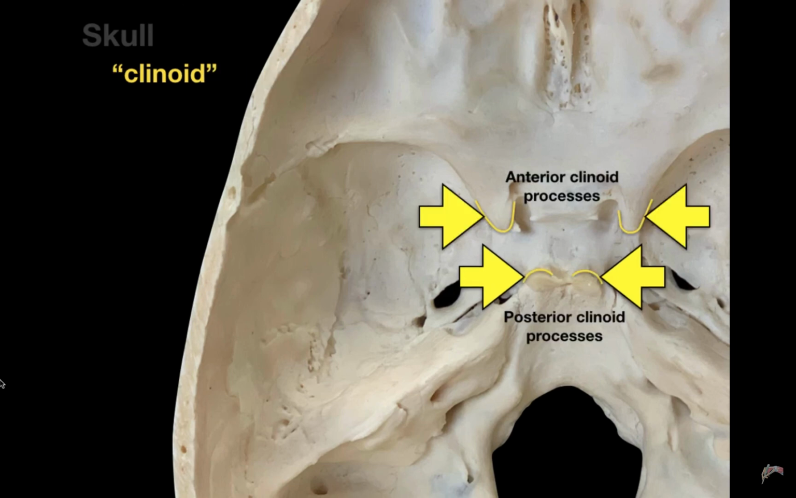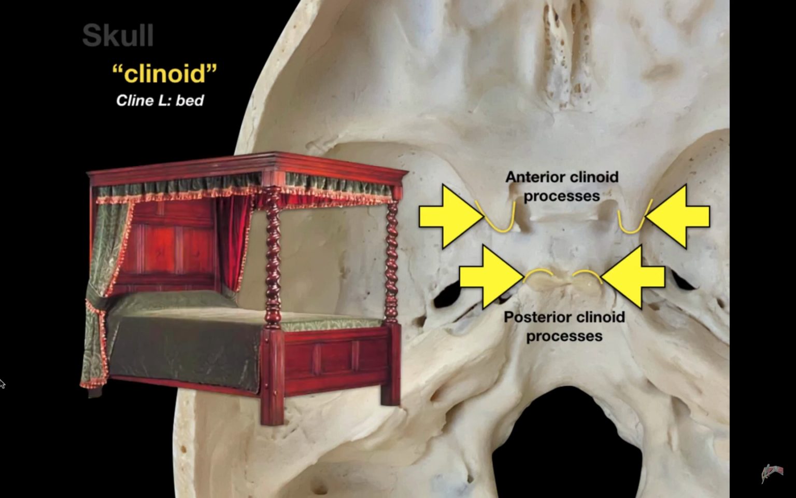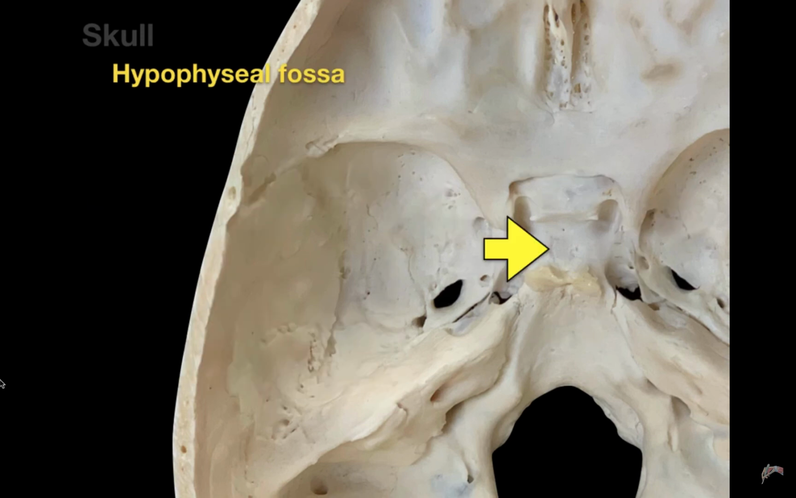Now what happens is these two anterior and two posterior clinoid processes, anatomists looked at that and they said, what should we call these? And well, the term clinoid is Latin for bed, because it kind of looks like a four-poster bed. 1, 2, 3, 4. And what's in the middle sleeping? Our pituitary gland. And so the hypophyseal fossa there houses the pituitary, because hypo means below and physis means outgrowth, and that's the pituitary gland. It's an outgrowth of the hypothalamus.